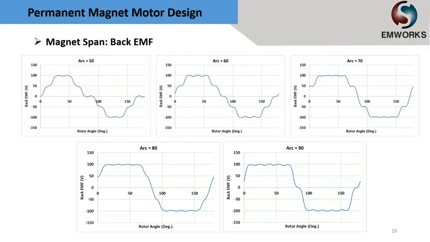Okay, another interesting part of this study is here. Back EMF. Back EMF of the machine at different magnetic spans are shown here, and as you can see here, what happens when you increase the magnet span? The max value of the back EMF doesn't change, but the shape is changing. The shape of the waveform is changing.